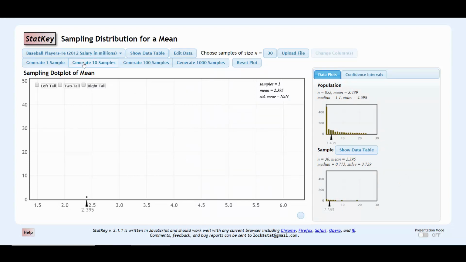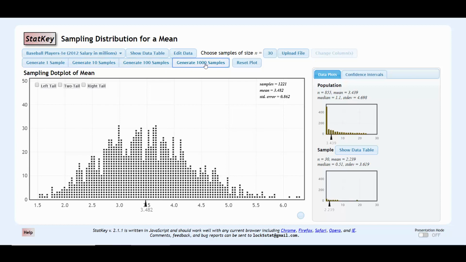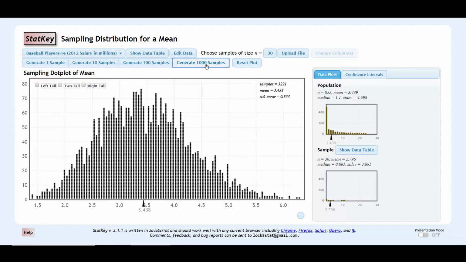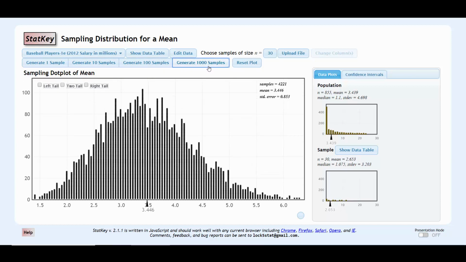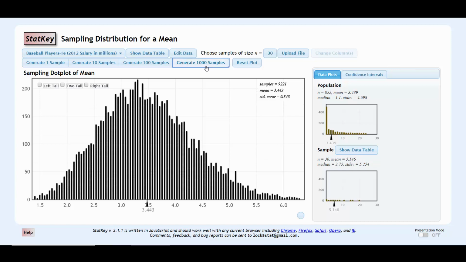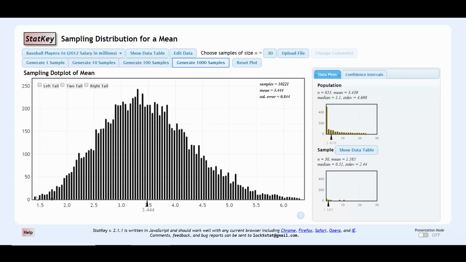Okay, and I'm going to generate a little bit quicker here. I'm going to generate 10 at a time. So they took 10 of those samples, and then we'll do hundreds of them, and then thousands of them so that we can see that shape start to generate. And I'm going to get this up to about 10,000 here so we can see what's going on. There we go. And take a look at that shape.